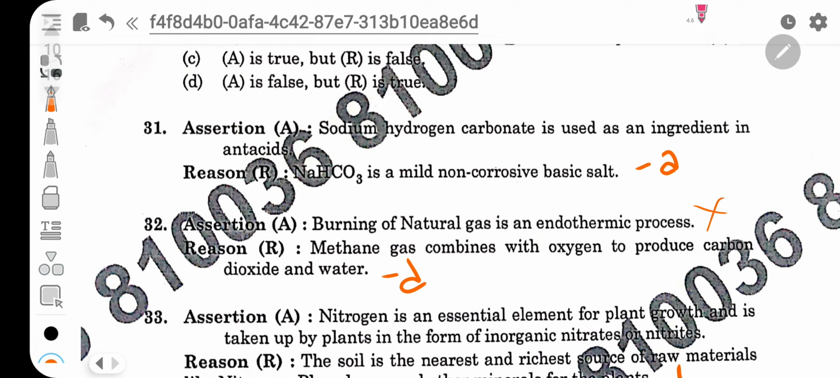Now question number 32, burning of natural gas is an endothermic process. No, it is not an endothermic process, it is an exothermic process. Methane gas combines with oxygen to produce carbon dioxide and water. So this is correct. So the answer will be D.